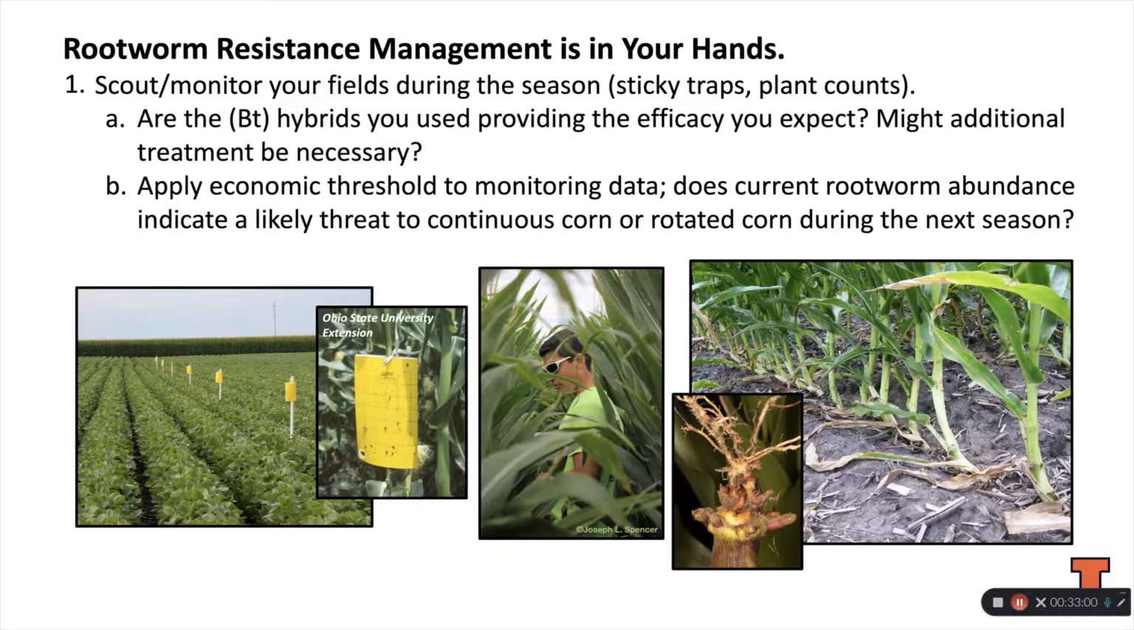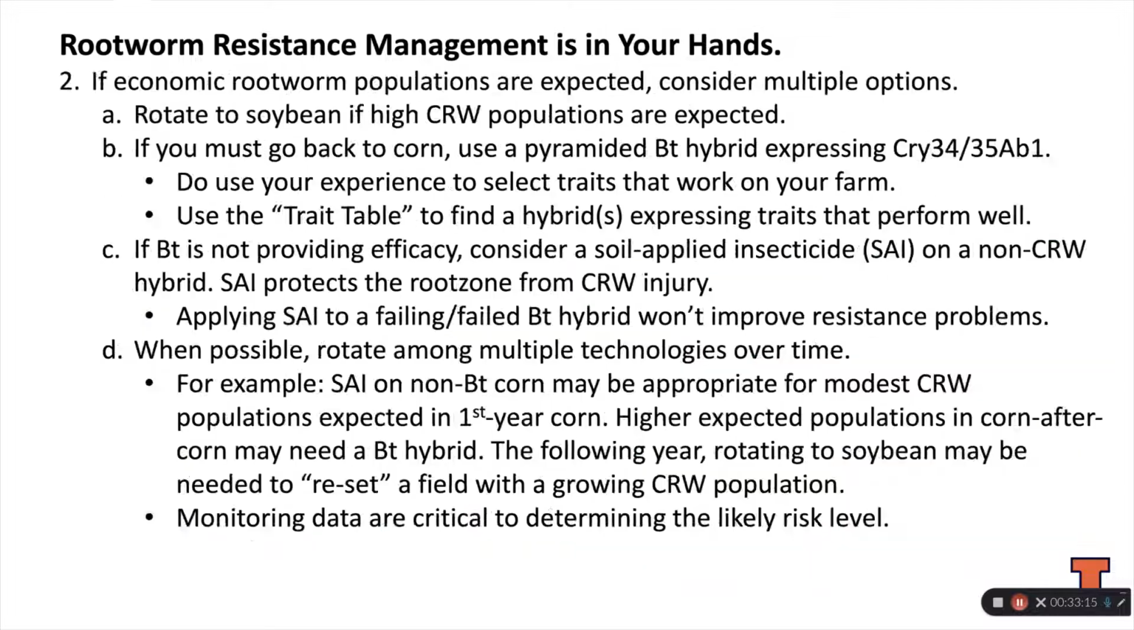Are you applying the economic threshold to your monitoring data? Does the current rootworm abundance indicate a likely threat to continuous corn or rotated corn during the next season? Doing monitoring puts a lot of power in your hands to make informed decisions. If you have an economic population that's expected, you have multiple options. Rotate to soybeans if you have a high corn rootworm population expected. This is the best way to essentially reset a field and eliminate a high rootworm population.